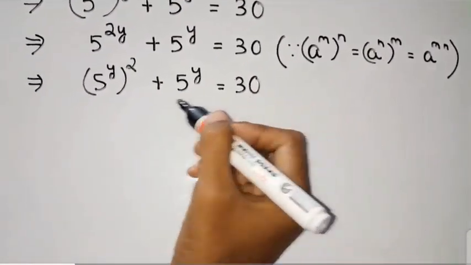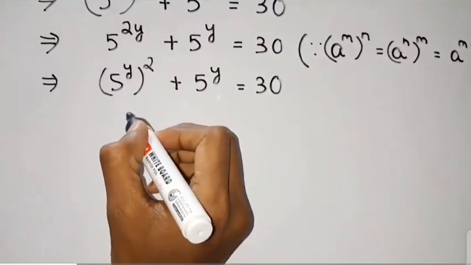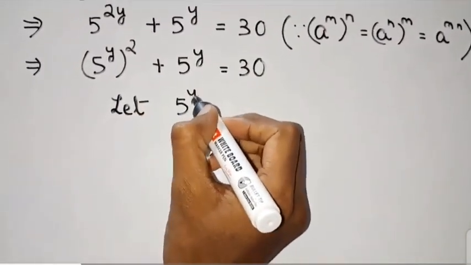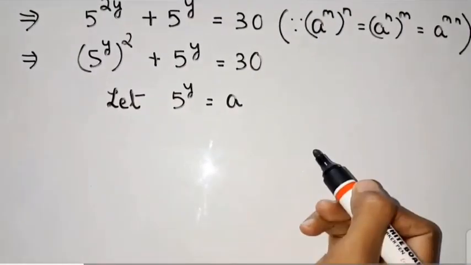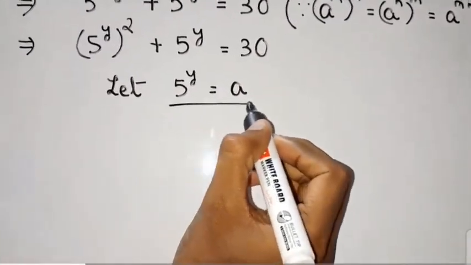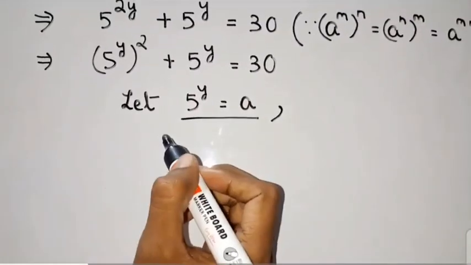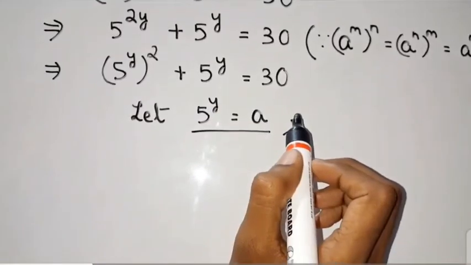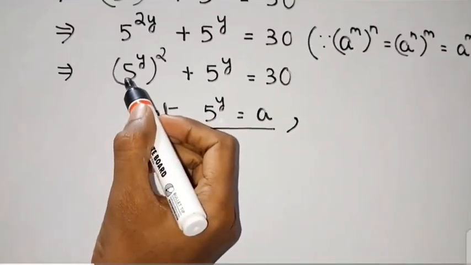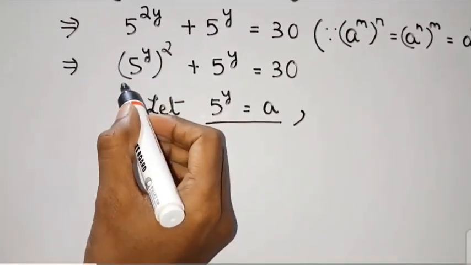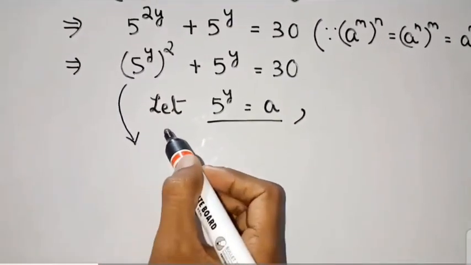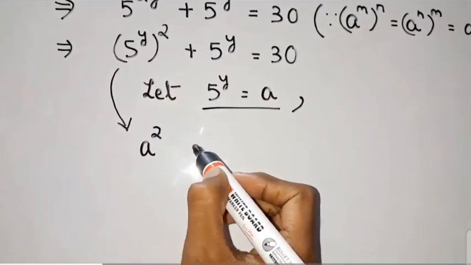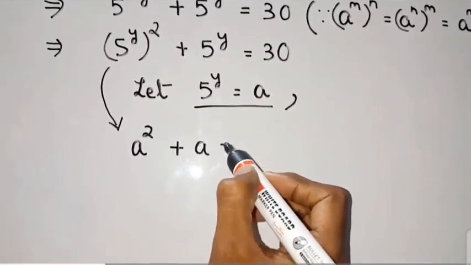Okay, so now what we can do, we can assume 5 to the power y as some other variable, say a. If we assume this, our workload will get reduced. This will be simplified to just a quadratic equation. That means if we replace 5 to the power y by a, this will get converted to a simple quadratic equation, a square plus a equals 30.